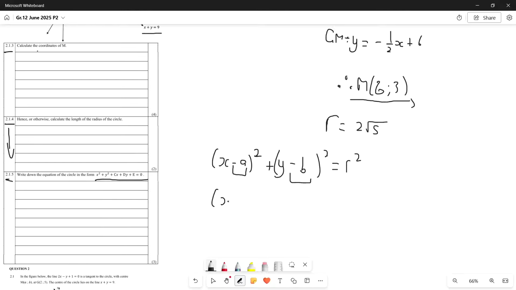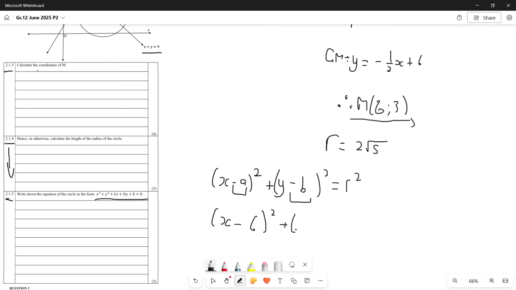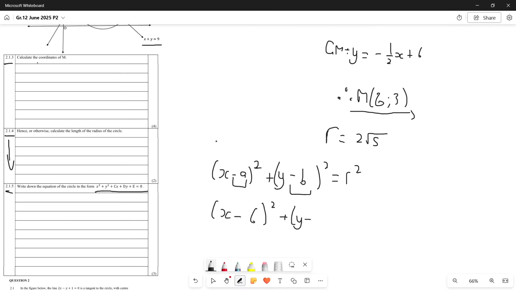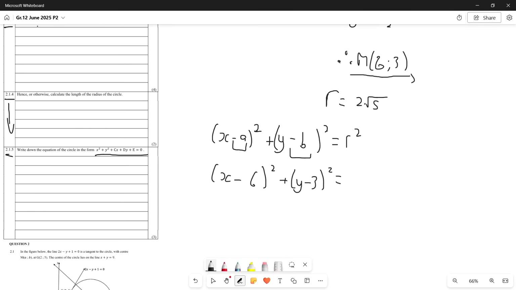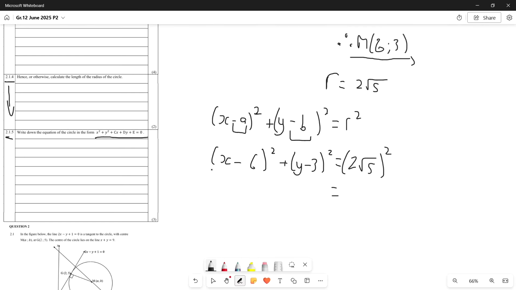So x we're going to leave there. So x minus a, remember our a value was 6 over here, plus y, our b value was 3 over there, squared, and then r was 2 surd 5, 2 surd 5, squared, which means we can just go ahead and start to expand everything, take it to one side, and we will be done.